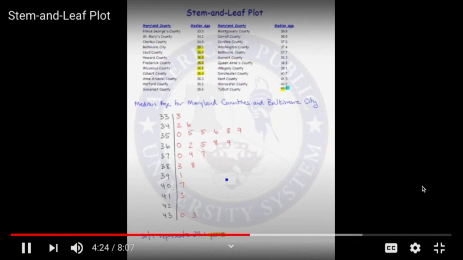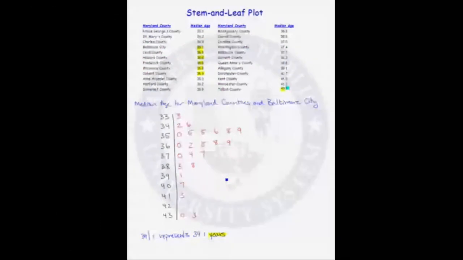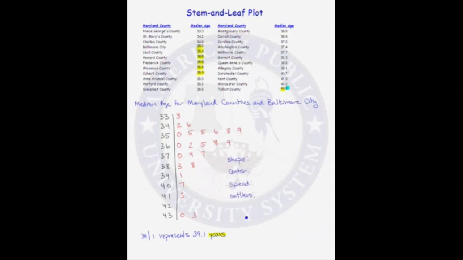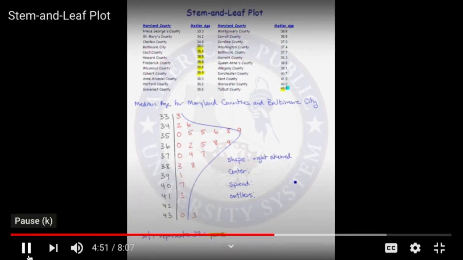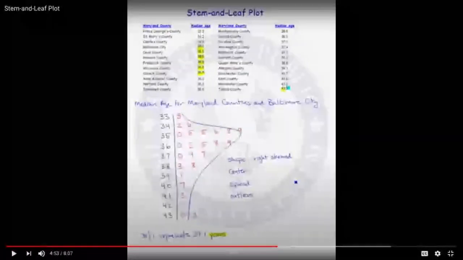You want to use that graphical representation to describe the data distribution shape, its center, its spread, and whether there are outliers or not. What is the shape of the data distribution? We can clearly see from our stem and leaf plot that the data distribution for the median age of the counties in Maryland is right skewed. Does everybody understand that the shape is right skewed? You see there's more frequencies on this side. Okay?